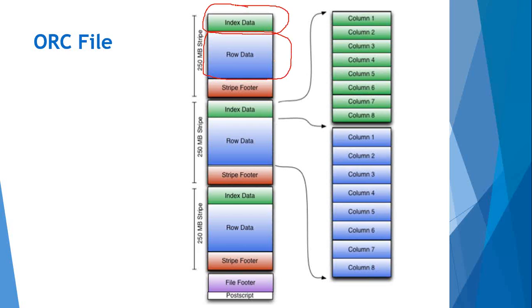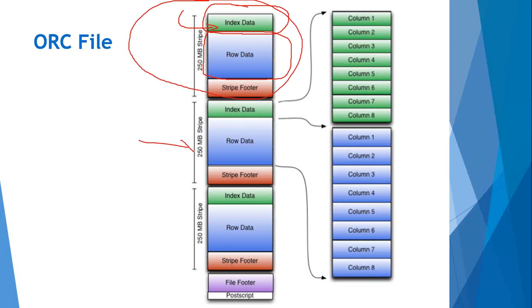So if, say, I run a query, select employee name from employee table where employee ID is between 100 and 200, my program will just read this index data. This index will contain the min and max values of the employee ID. It will just check if the employee ID lies between 100 and 200 in this row data. If not, it will skip the whole block.